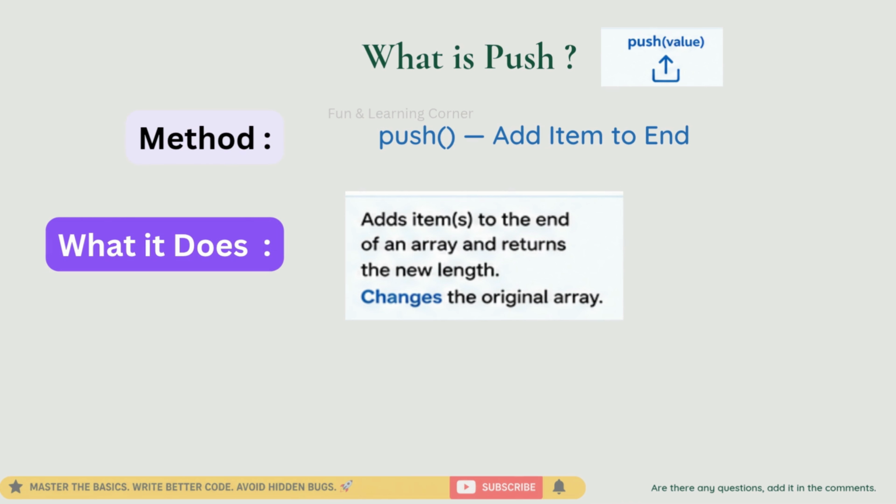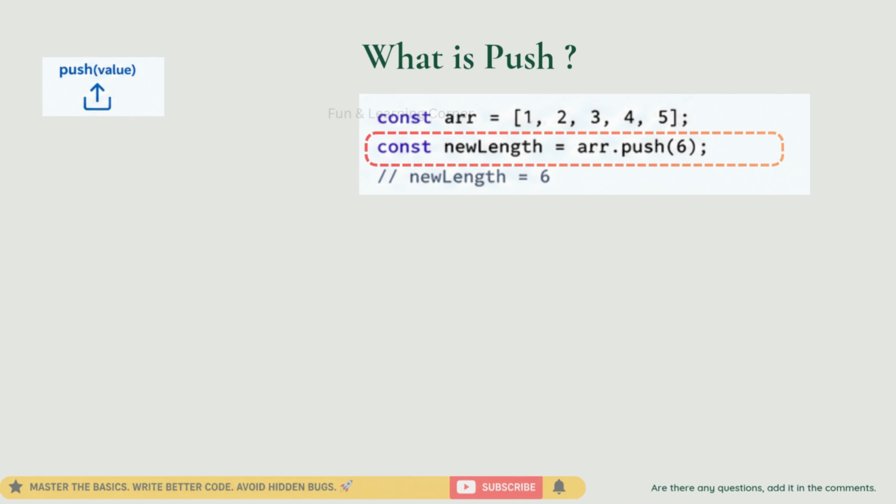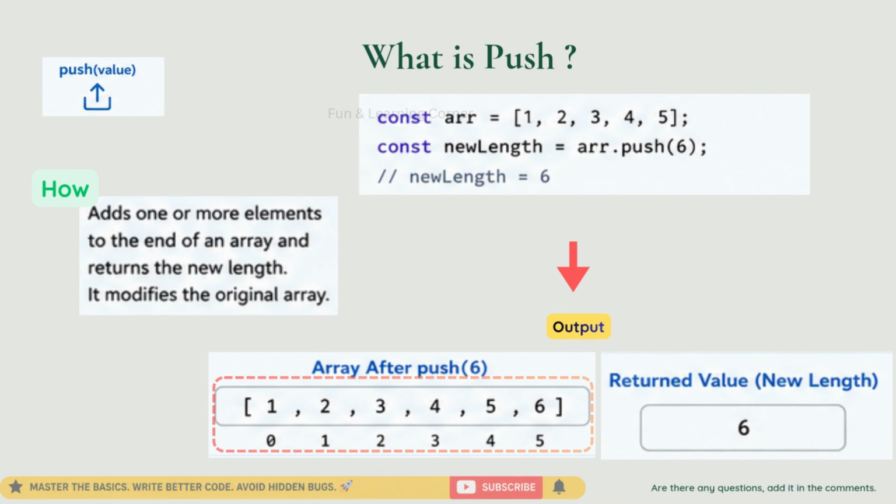Understanding push. Now let's learn push. Push adds a new item to the end of the array. Example. Const new length equals arr.push(6). Now the array becomes 1, 2, 3, 4, 5, 6. Returned value becomes 6. What is happening? Push takes number 6 and places it at the end. The array grows bigger. Then JavaScript returns the new length of the array.